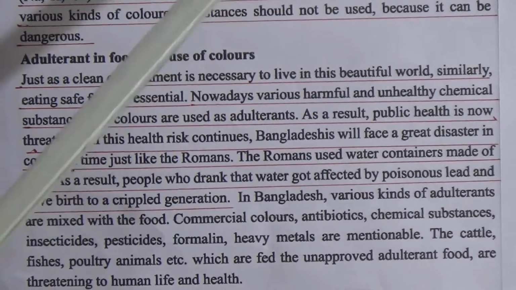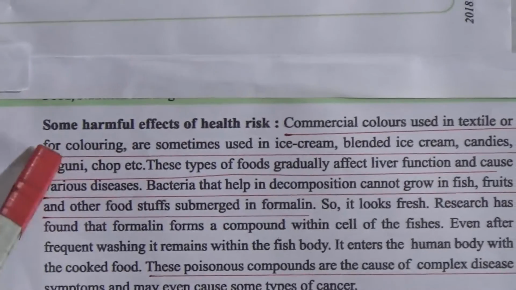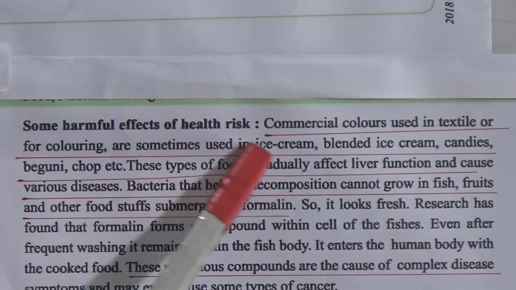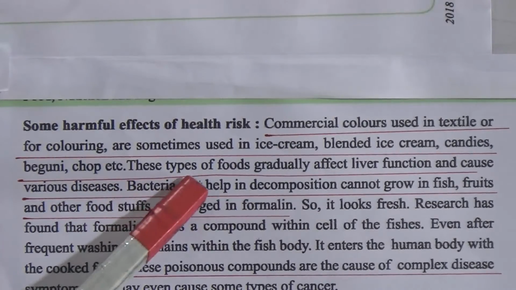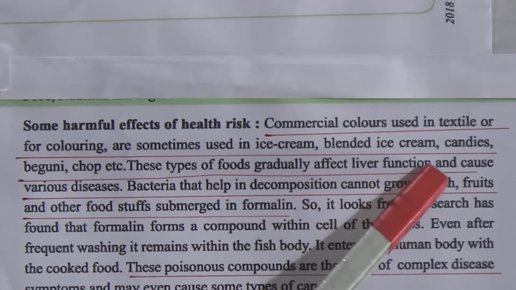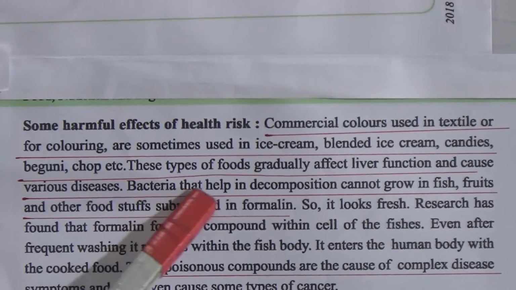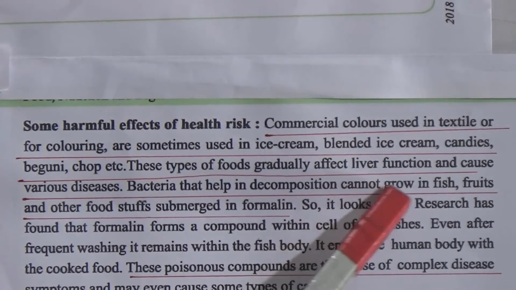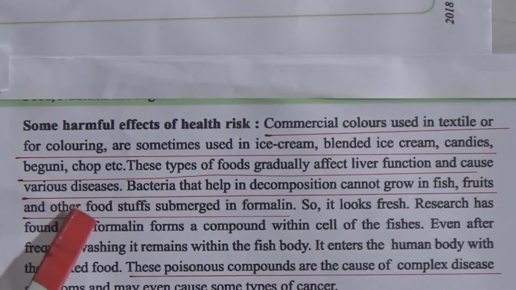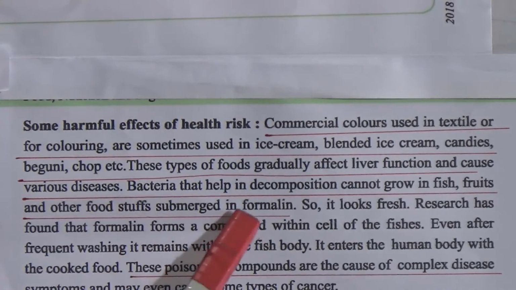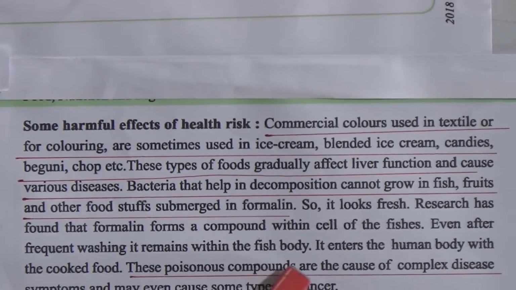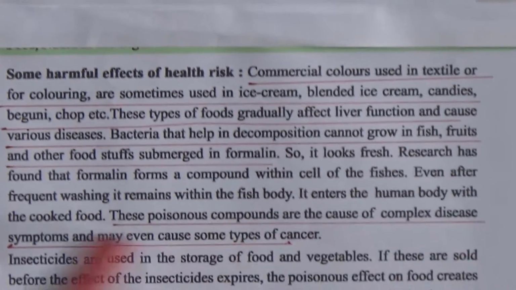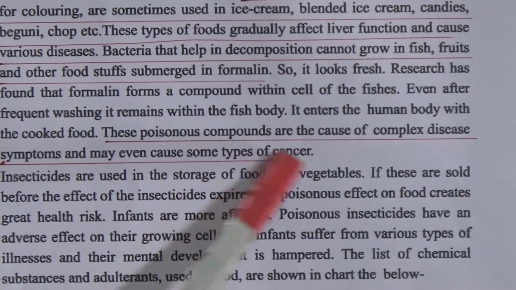Now come to the next page, some harmful effects on health. Commercial colors used in textiles are sometimes used in ice cream, blended ice cream, candies, beguni, chops, etc. These types of food gradually affect liver function and cause various diseases. Bacteria that help in decomposition cannot grow in fish, fruit and other foodstuffs submerged in formalin, and formalin is very harmful for our cells. These poisonous compounds are the cause of complex disease symptoms and may even cause some types of cancer.